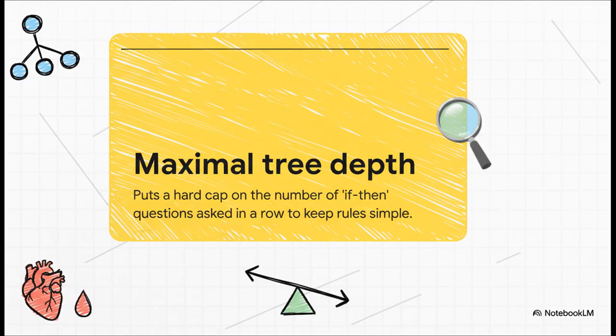This one's pretty straightforward. We just put a hard limit on how many if-then questions it can ask in a row. For medical data, we usually like shallower trees, maybe 3 to 6 levels deep. This does 2 things. It keeps the rules simple enough for a doctor to actually understand, and it stops the model from basically memorizing the training data instead of learning the real general patterns.